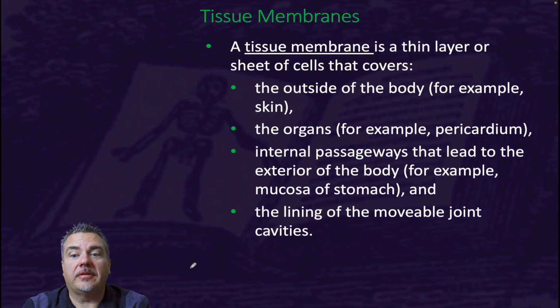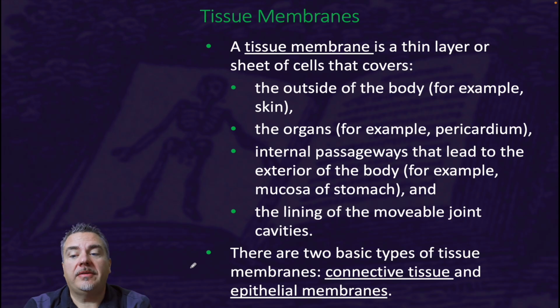A tissue membrane is a thin layer or sheet of cells that covers the outside of the body, for example the skin, the organs, for example the pericardium, internal passageways that lead to the exterior of the body, for example mucosa of stomach, and the lining of the movable joint cavities. There are 2 basic types of tissue membranes: connective tissue and epithelial membranes.